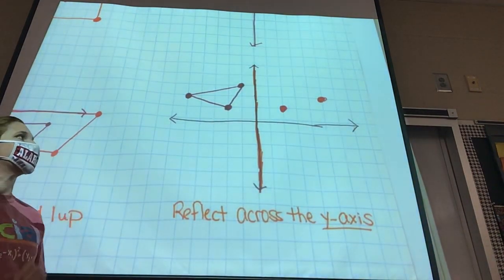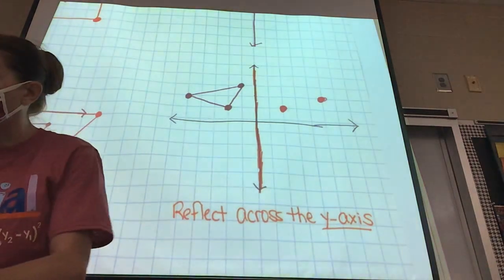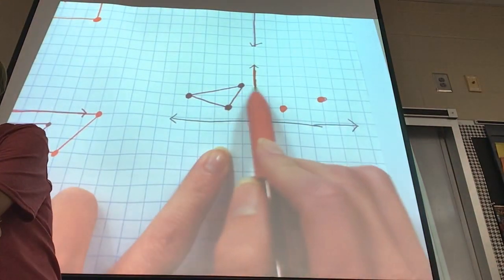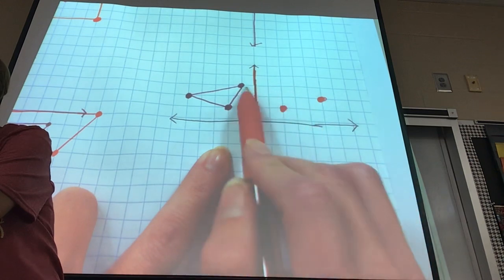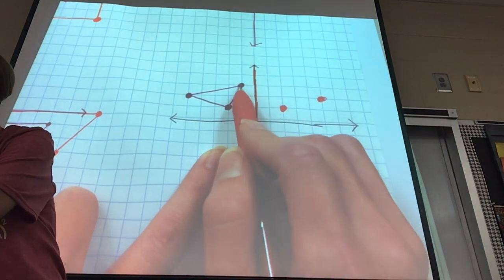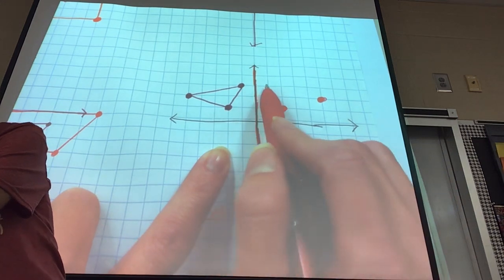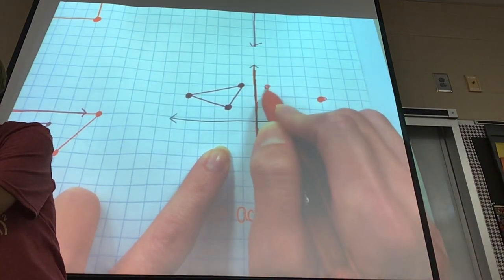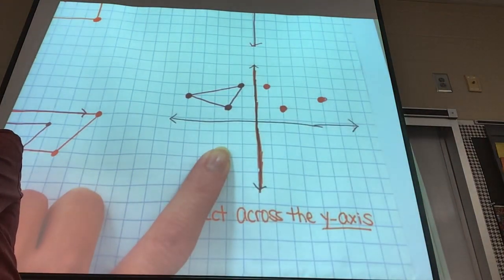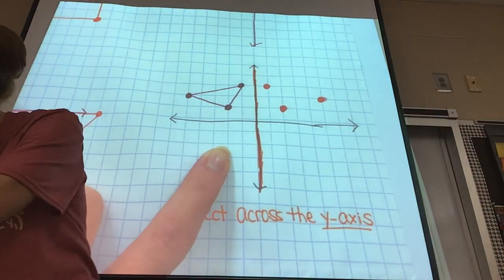So now do the same thing to the third and final dot. Stay again on the same line. How far away is it from the y-axis? 1. So it's 1 place to the left, so I need to go 1 place to the right. I got it right, yeah. So now all you have to do again is connect your points.